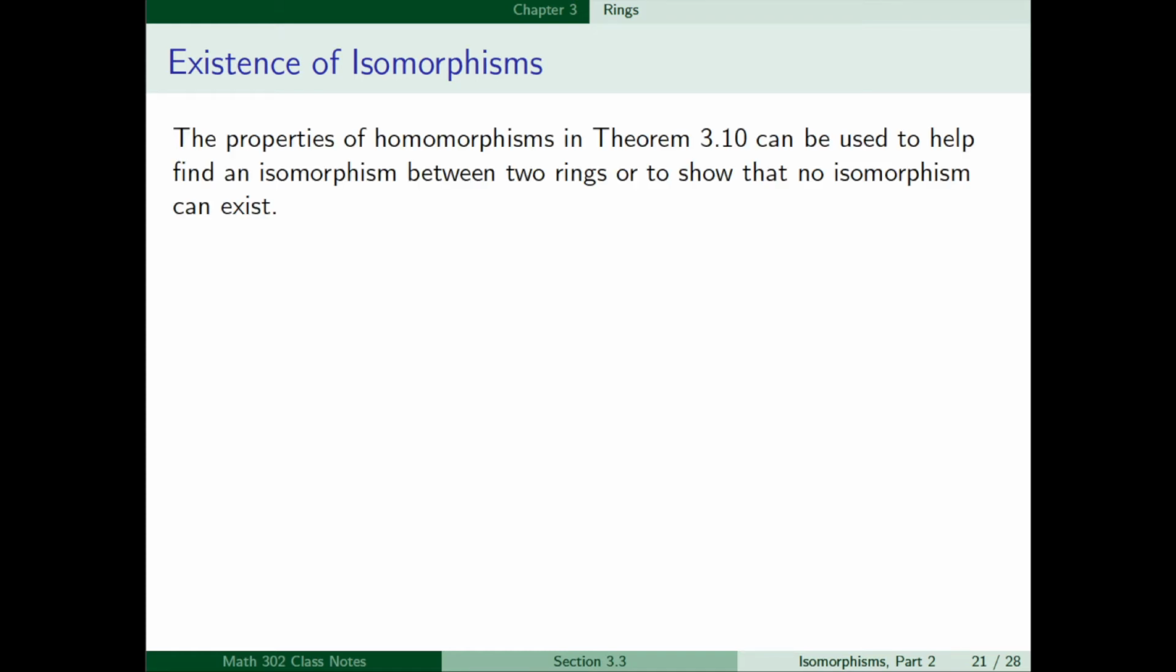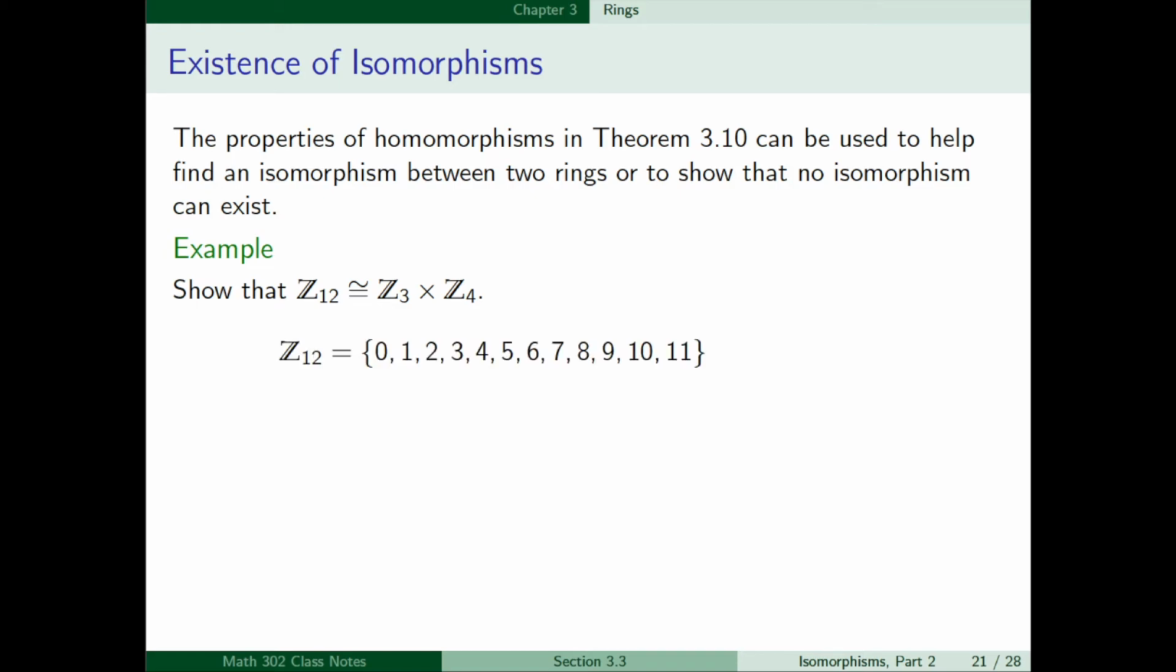Next we want to discuss existence of isomorphisms. So the properties of homomorphisms in theorem 3.10 can be used to help find an isomorphism between two rings or to show that no isomorphism can exist. So we'll start with an example. We want to show that Z12 is isomorphic to Z3 cross Z4.